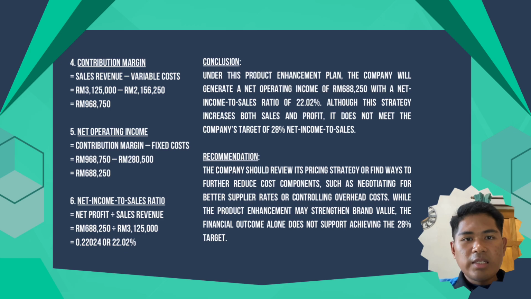22.02%. Although this strategy increases both sales and profits, it does not meet the company's target of 28% net income to sales. So my recommendation is the company should review its pricing strategy or find ways to further reduce cost components, such as negotiating for better supplier rates or controlling overhead costs. While the product enhancements may strengthen brand value, the financial outcome alone does not support achieving the 28% target.